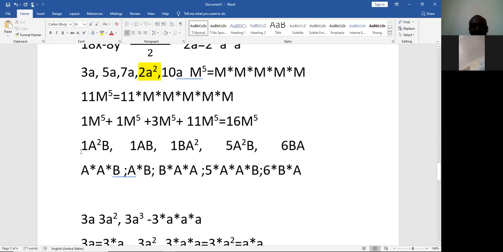There's no difference between a squared b, if I take these two, a squared b and ba squared. Now ba squared, I want to show you that this is the same. a squared b.